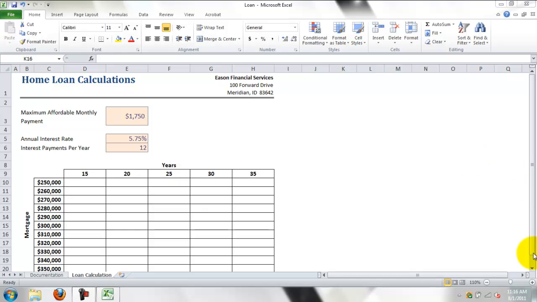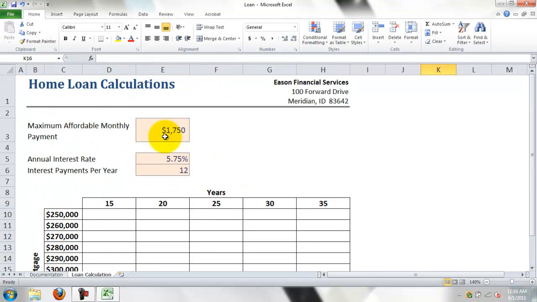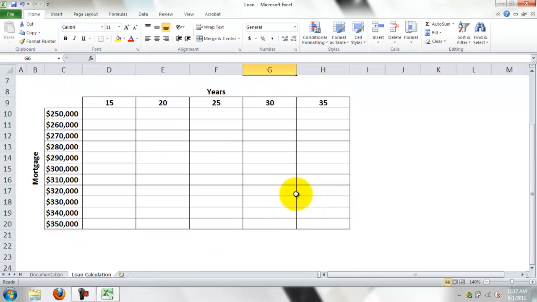So first I'm going to explain that I've got information already within this spreadsheet. I've got $1,750 just typed in as my maximum affordable monthly payment. I've got 5.75% as my annual interest rate, formatted with the percentage format. And I've got my interest payments per year of 12, because I make 12 payments per year. I've got 15 to 35 years as my different year values for my mortgage, and I've also got $250,000 to $350,000 as my mortgage amounts.